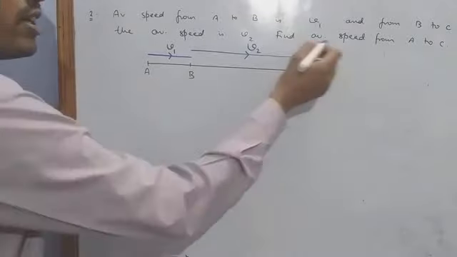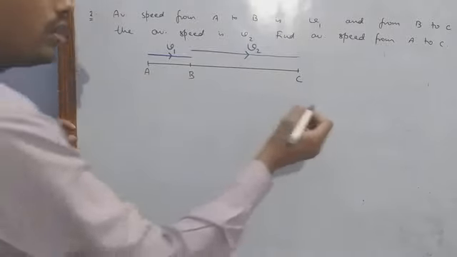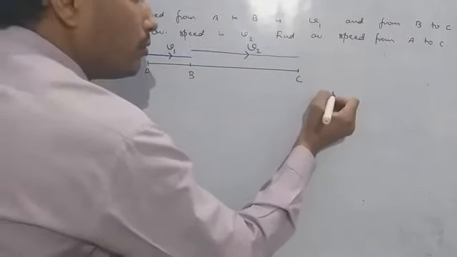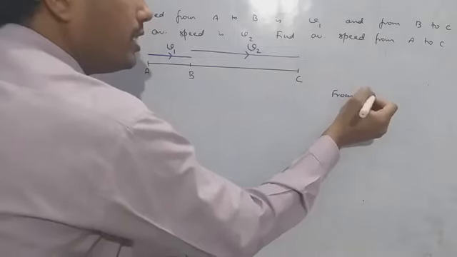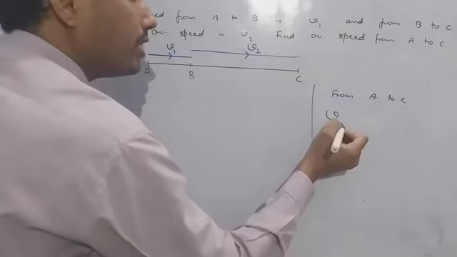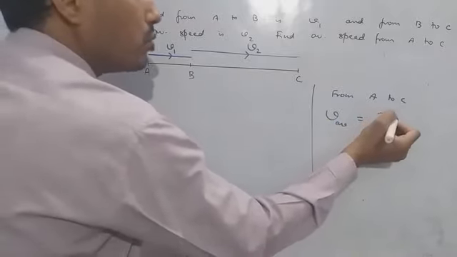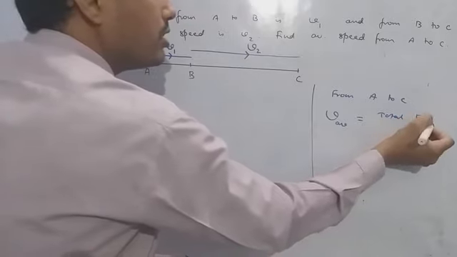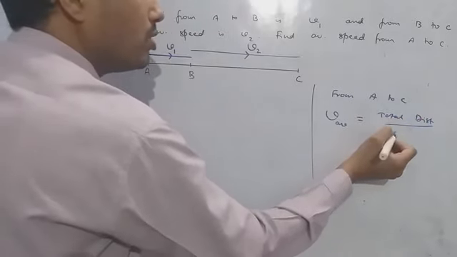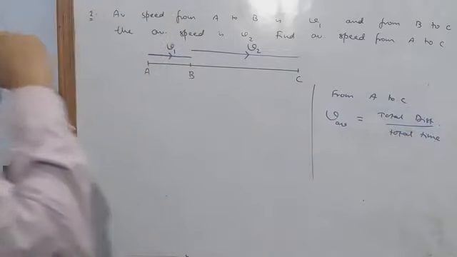We have to find the average speed from A to C. We know the formula for average speed. From A to C, the average speed I will write as V_av. Average speed formula, you know, it is total distance divided by total time.